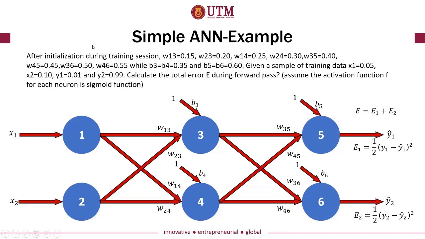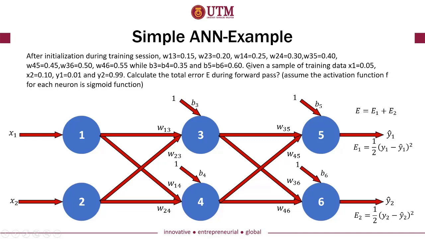after you initialize during the training session, assume that you are using a random number to set your W there. So just assume when you apply the random number, the W13 is equal to 0.15. How you get this one is a random number generated by the computer. Just assume that. Okay, W13 is equal to 0.15, W23 is equal to 0.2, W14 is equal to 0.25, and so on, up until you will have the bias as well. B3 and B4 is equal to 0.35, while B5 and B6 is equal to 0.6.